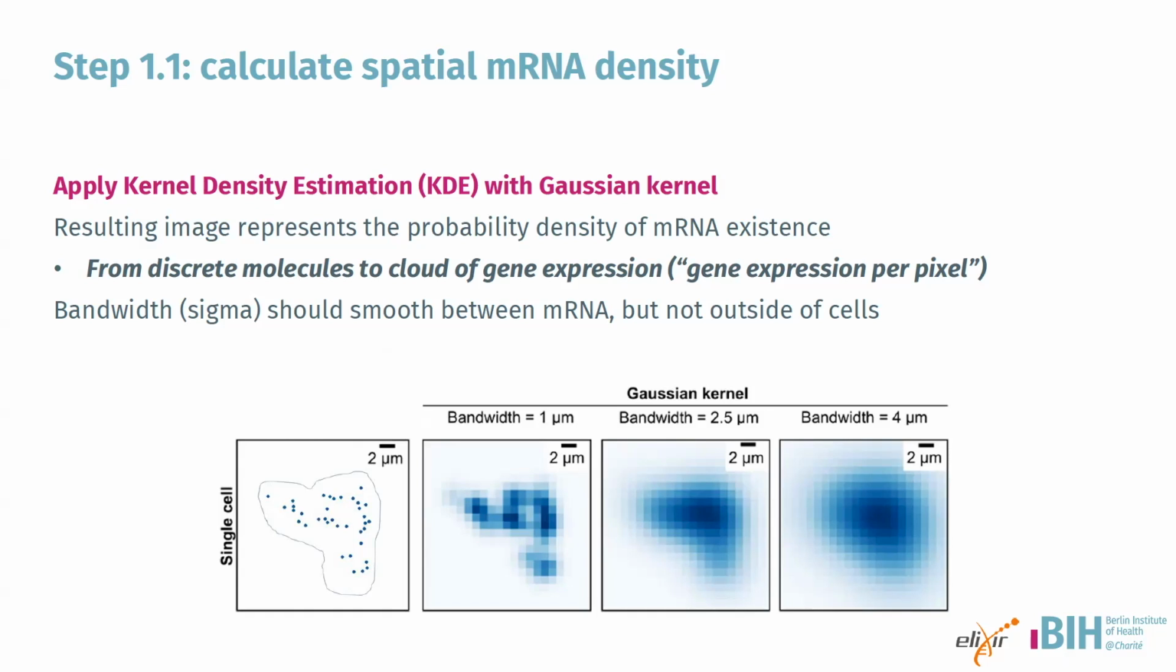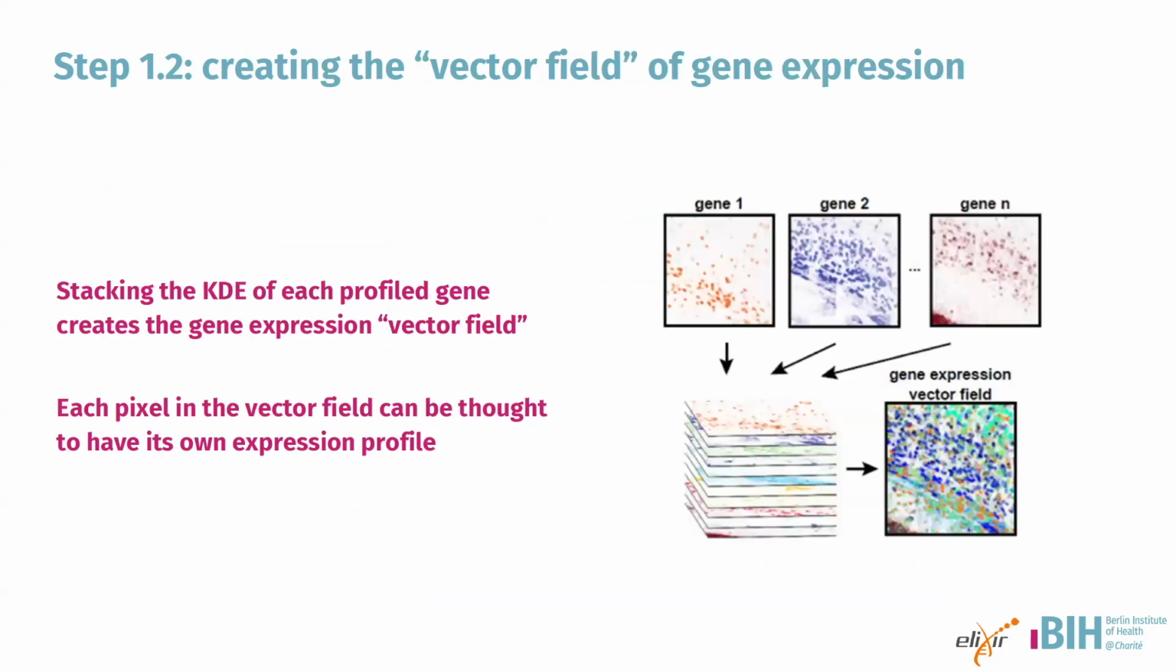We somehow found a bandwidth of around 2 microns to be universally good if you have a pretty good experiment. But if you have a very low capture rate, you might want to increase your sigma and your smoothing to really smooth between transcripts. So you would apply this kernel density estimation to every gene, and then you would get these smooth gene expression of every gene, and then you'd stack them up into what we call a gene expression vector field. I think the easiest way of thinking of this is it's essentially not a cell by gene table, but a pixel by gene table after smoothing the gene expression.